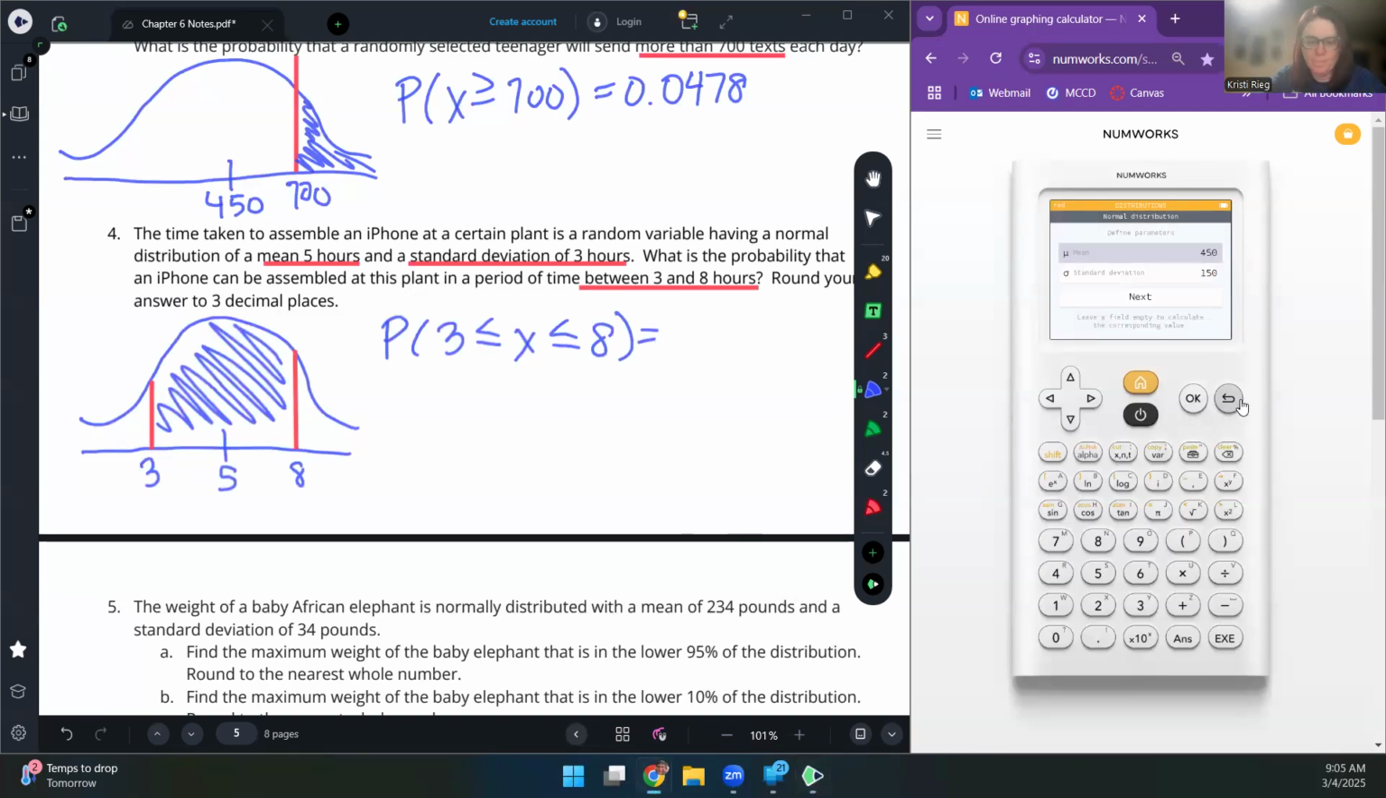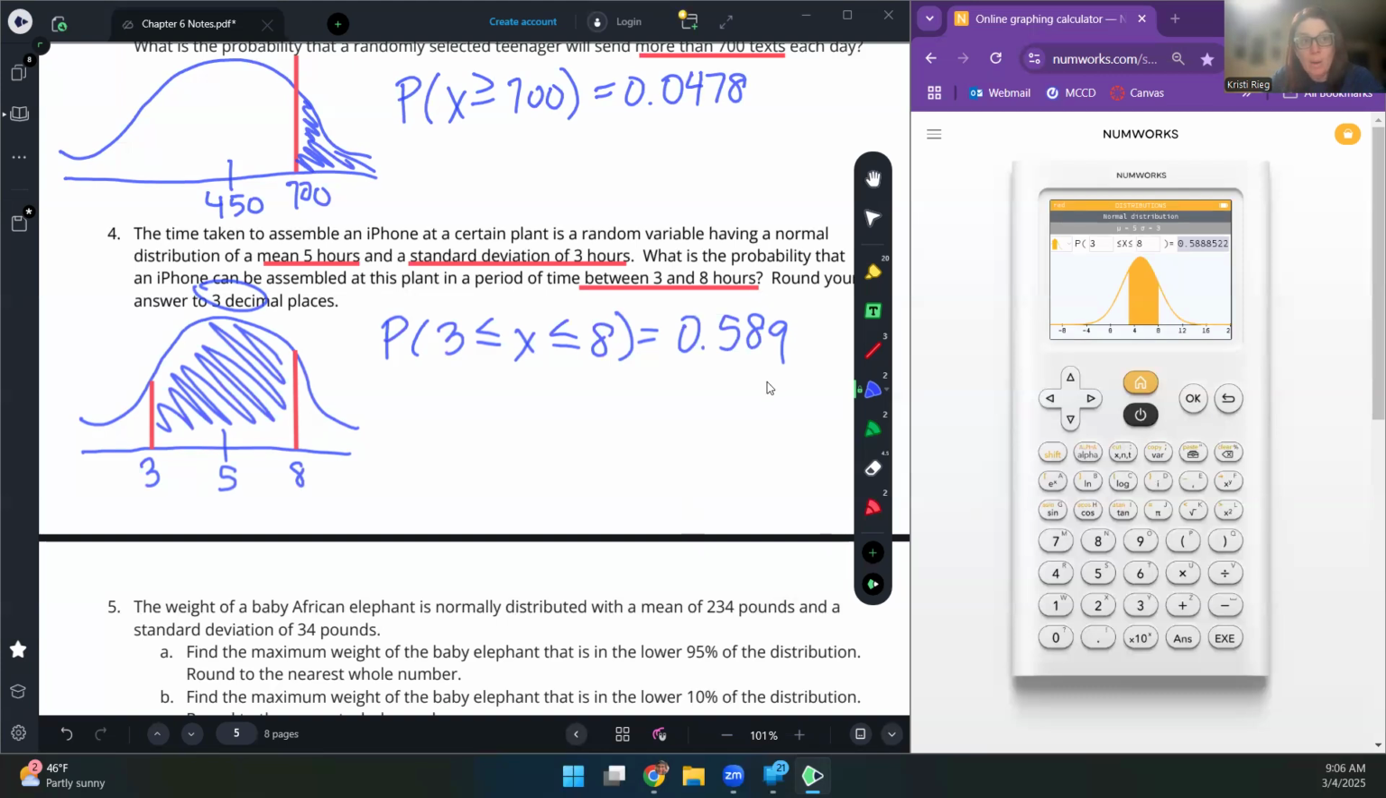I'm going to go back. Average is 5. Standard deviation is 3. And we want to go between, so that's the middle picture, 3 and 8. And the picture looks pretty close to what I drew. And I have 0.589. Remember, this one said 3 decimal places, so we have a little different answer.